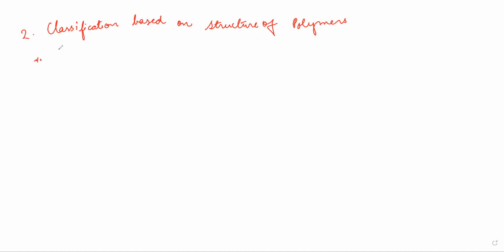Okay, now number two classification is classification based on structure of polymer. Some of these polymers we are going to classify on the basis of the structure. Since these are molecules, they will have certain structure. Let us see what is the classification.